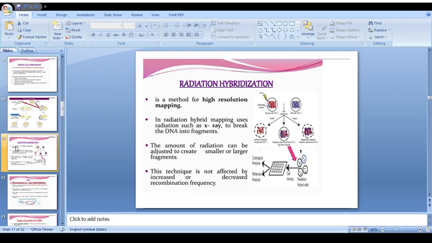The next is the method of high resolution mapping called radiation hybridization, in which the radiation hybrid involves the usage of X-rays that break the DNA into fragments. The amount of radiation can be adjusted to create either small fragments of DNA or large fragments of DNA. This technique is not affected by an increase or decrease of recombination frequency.